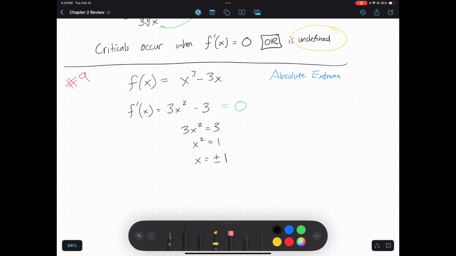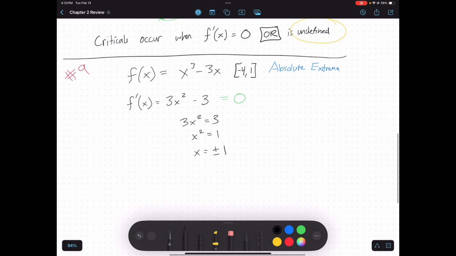But with these type of problems, if you remember, usually they'll give you an interval. I forgot to here, but my interval for this problem is from -4 to 1. Why is an interval necessary? Because if you don't have an interval, your absolute maximum or your absolute minimum may not exist. You may not have an absolute max or an absolute min. If your function goes up to positive infinity, you don't have an absolute maximum. So in this problem, my bounds are from -4 to 1.